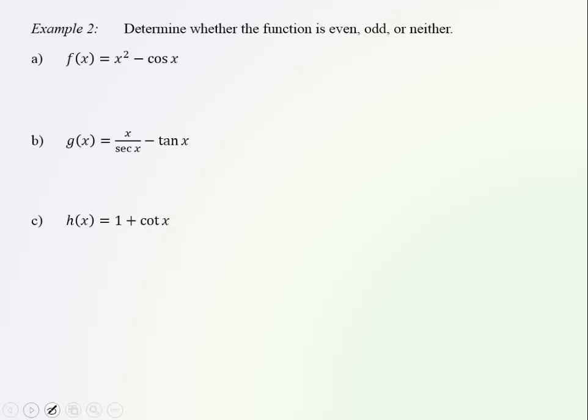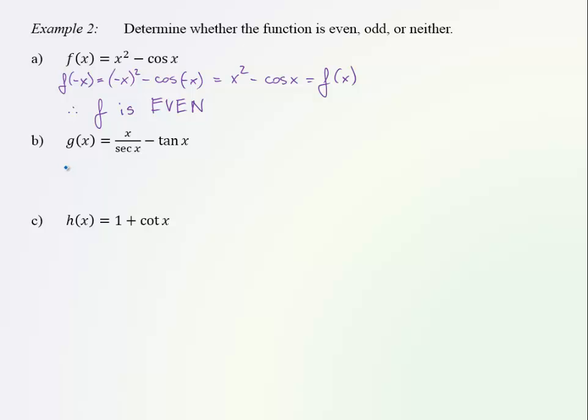Okay, we have a couple questions to practice on. Determine whether the function is even, odd, or neither. To check if something is even or odd, let's figure out what f of negative x is. Well, if I place negative x and square it in cosine of negative x, then this is the same as x squared, and cosine of negative x is the same as cosine x. So I end up with the original function f of x. Well, what does this mean? It means that f is even.